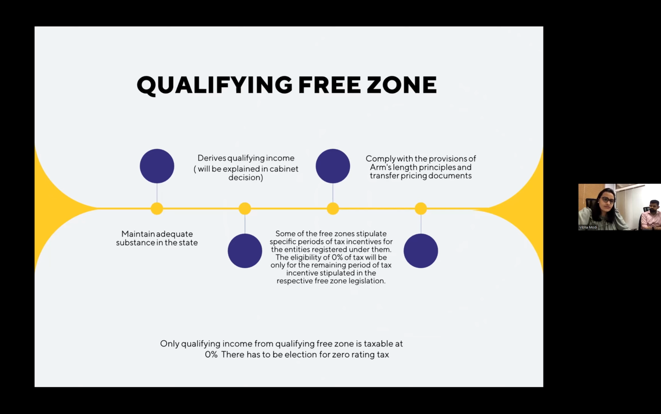You can claim a 50 years exemption, but we need more clarity on whether it is 50 years from the date of establishment of the free zone or the date of establishment of the company. But that tax incentive should be there. If any free zone doesn't have it, then I doubt it will qualify as a qualifying free zone, and income under a qualifying free zone will be exempt from corporate tax.